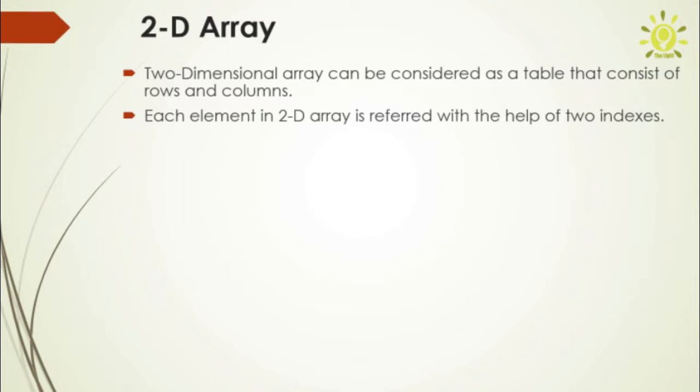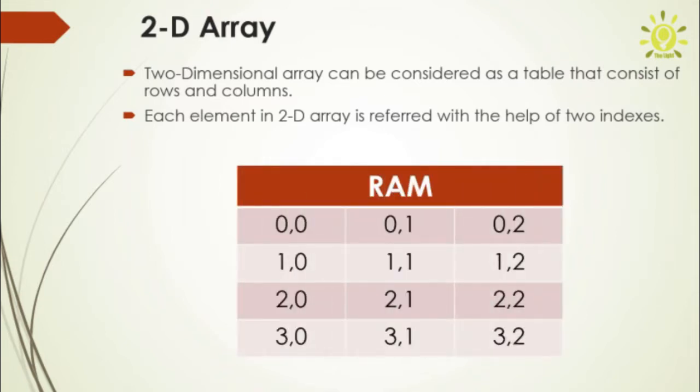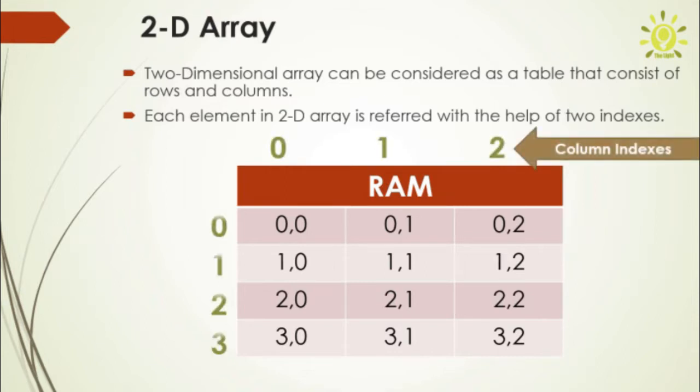Each element in a 2D array is referred to with the help of two indexes. An array is basically stored in RAM. You can see that this is the column index and that one is the row index, so there are two indexes here.